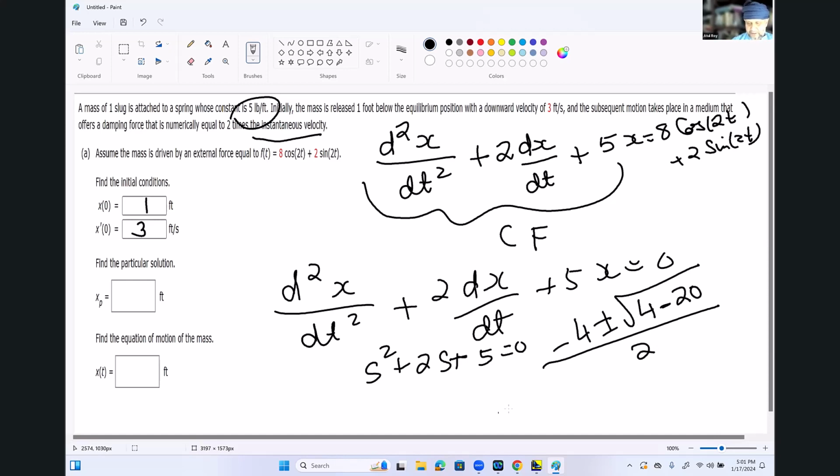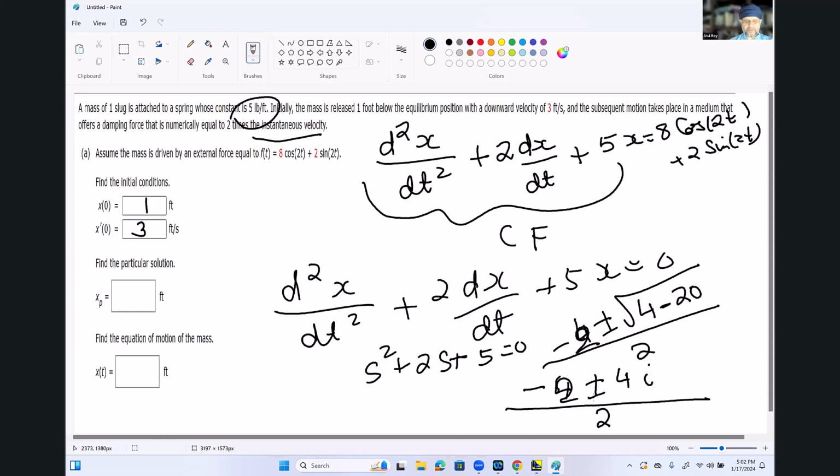Am I correct? Okay, so this will be minus 2. Right, sorry, yeah, that's correct. I'm making mistakes now, so let me go careful and double check it. That will be negative 4i, yeah. That makes sense, right?